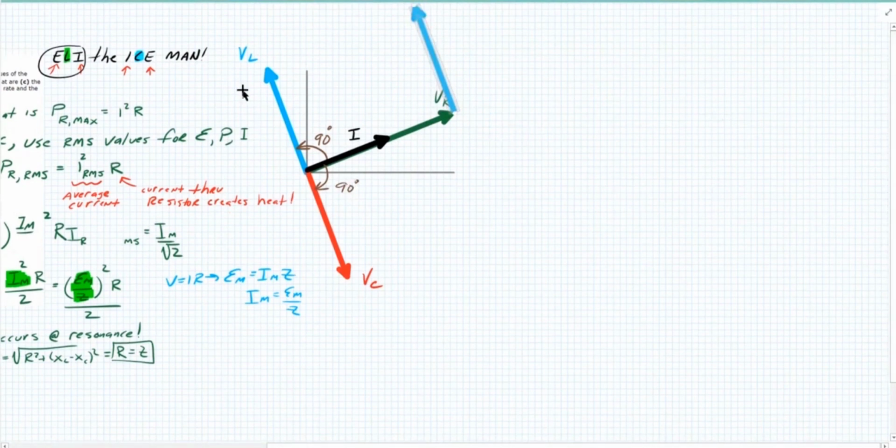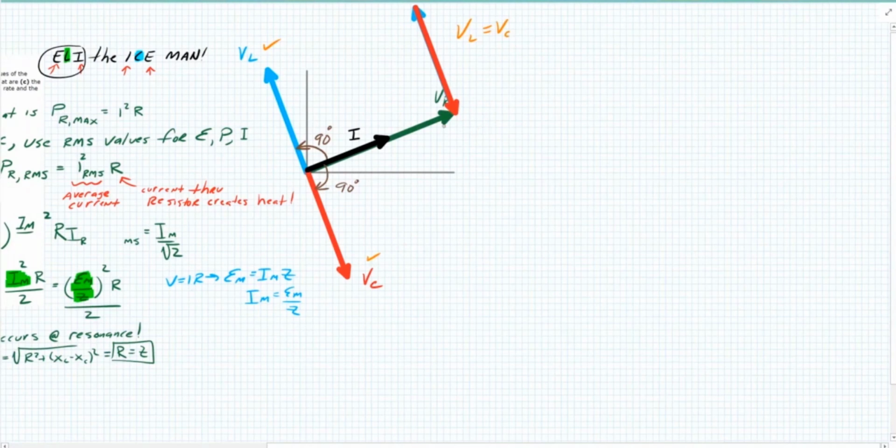And now I'm dealing with my blue vector, which is my inductance. And then here's my red vector, which is capacitance, the voltage drop across my capacitor. So I'll move that tail to head, tail to head. And at resonance, you get this perfect offsetting. You can see it right there. At resonance, the voltage drop across the inductor perfectly matches the voltage drop across the capacitor.